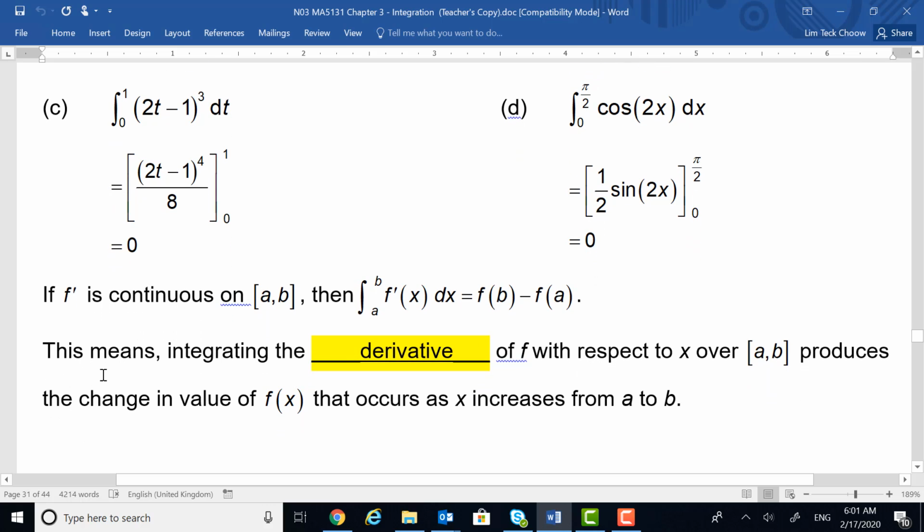Okay, this means from this statement, if you integrate the derivative of f, you can see you actually get the difference of the two values, f(b) minus f(a). So integrating the derivative from a to b produces what's called the change in f(x) between a and b.